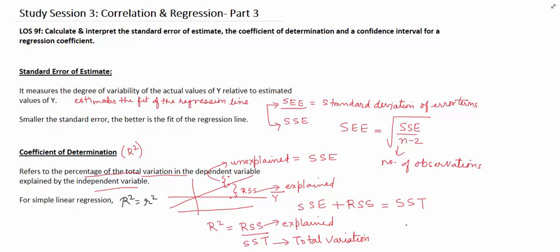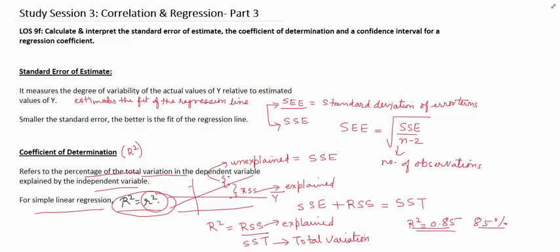So for example, if I say that R square is 0.85, I basically mean that 85% of the variation in the dependent variable can be explained by the variation in the independent variable. Now, one important thing to note here is that for simple linear regression, you can calculate R square by basically squaring the correlation coefficient. This relationship is true only for simple regression and not for multiple regression.